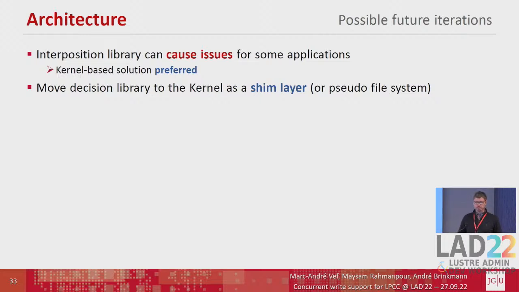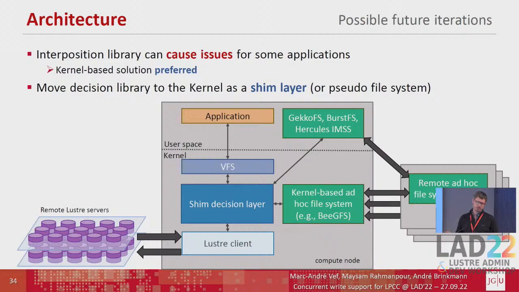So our idea is to move this decision library to the kernel as a shim layer or a pseudo file system in between the VFS and Lustre, which would look like this. It's basically the same idea, which is no longer in user space, but now in the kernel, in which this shim layer decides if it should forward the request to an ad hoc file system that is in the kernel, or any other. Could be GekkoFS, could be BurstFS that is developed in the US, or Hercules that is developed in Madrid, for example.